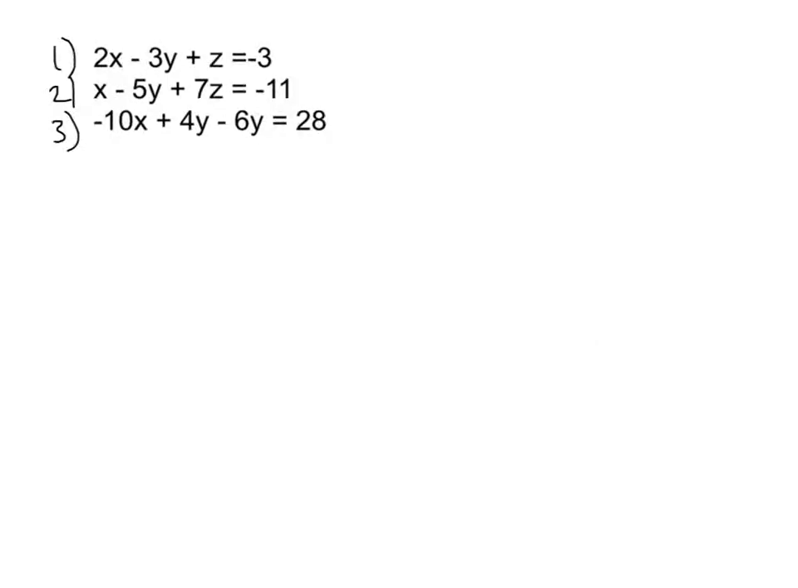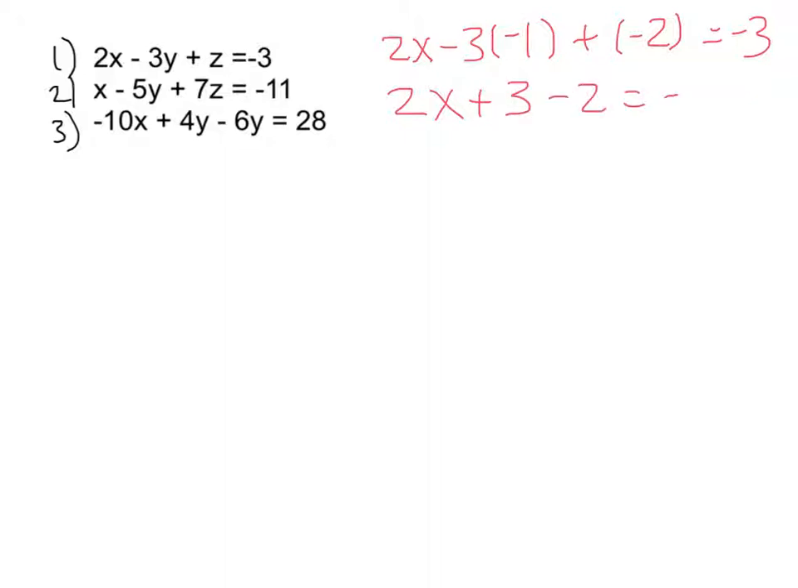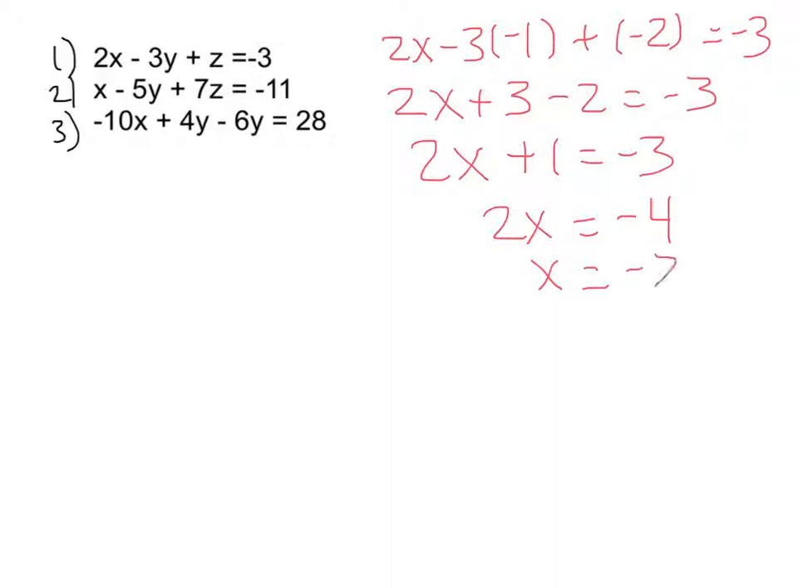I'm going to plug my two answers into my equation number 1, because I'm still looking for x, but I know that y is negative 1 and z is negative 2. 2x plus 3 minus 2 equals negative 3. Two x equals, subtract 1 from both sides, here's our negative 4. X equals negative 2. So the answer I have right now is negative 2, negative 1, and negative 2.